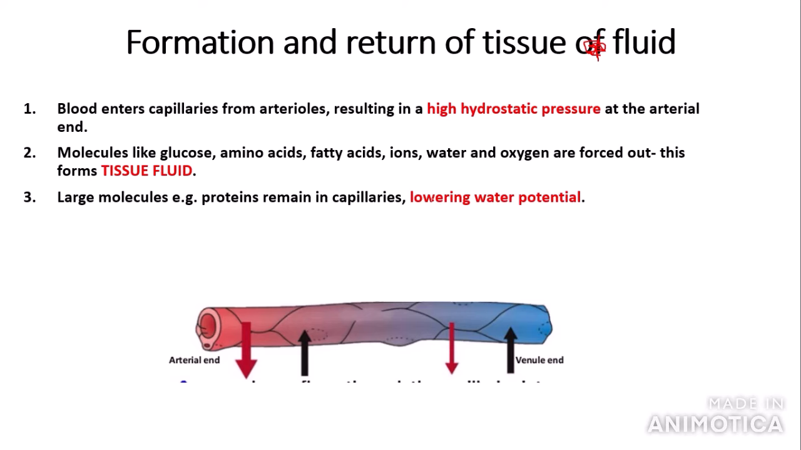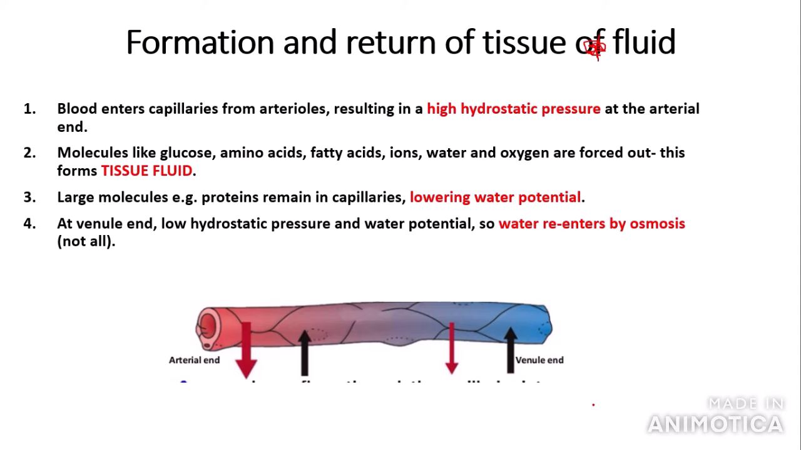But larger molecules, such as proteins, remain in the capillaries and are not forced out of the capillary as they are too large. The presence of the proteins remaining in the capillaries means that the water potential is lowered, so that there is a lower concentration of water in the capillaries at the venule end. So this means that at the venule end there is a low hydrostatic pressure now, as there is less liquid and a lower water potential.